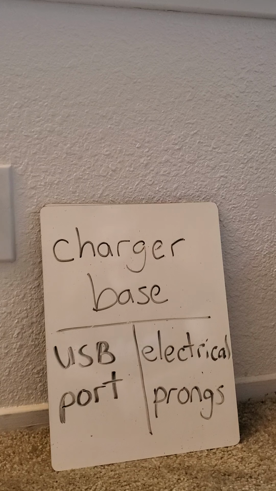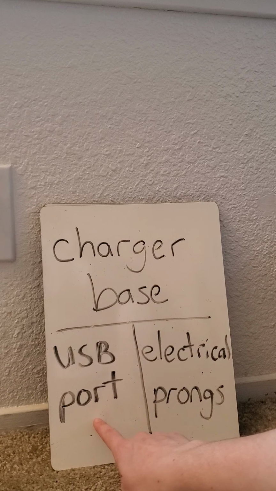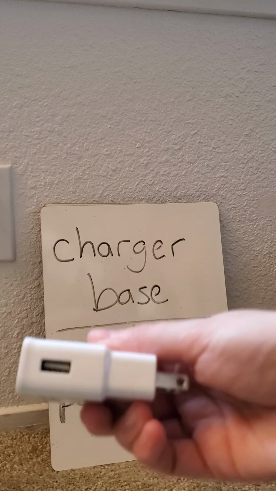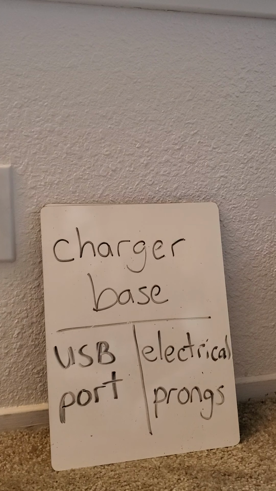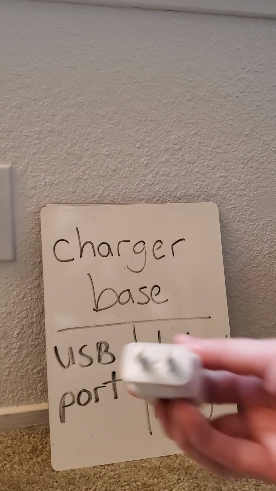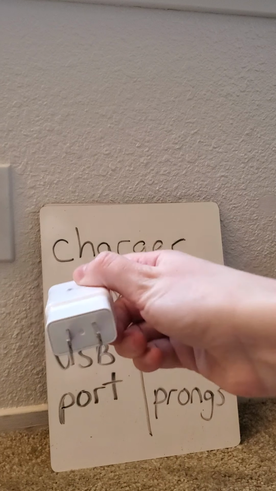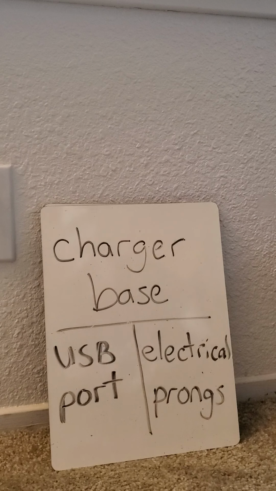The charger base has two parts. One part is the USB port, which is this right here, this little square part that you can see right here. And it has electrical prongs, and I'll say both of those words again. So this is that part. These are the electrical prongs. So again, two parts. So to the charger base, we have the USB port, and we have electrical prongs.